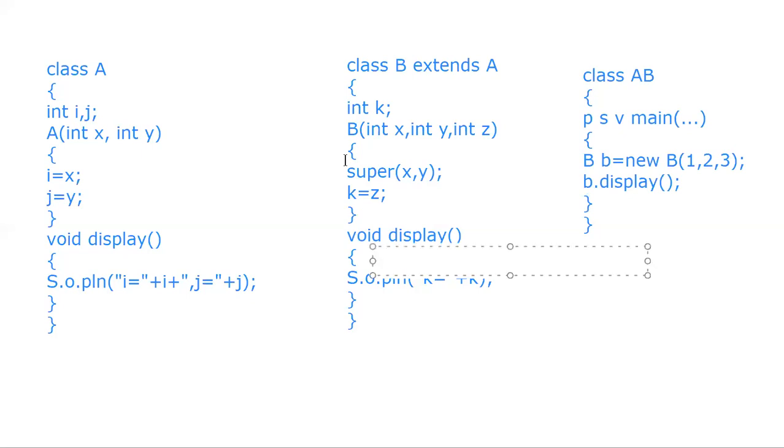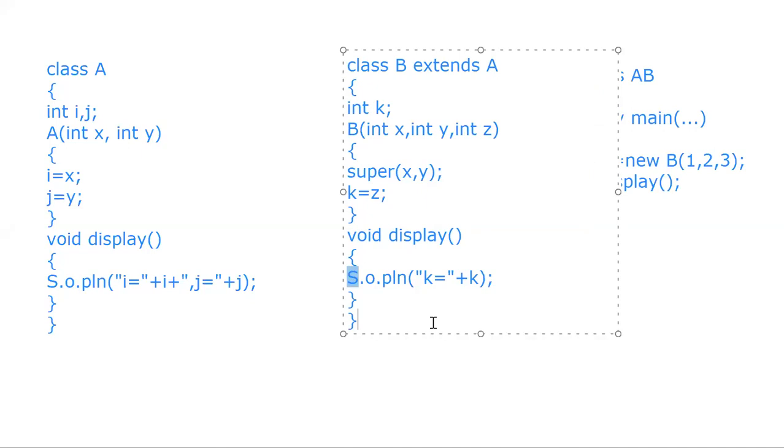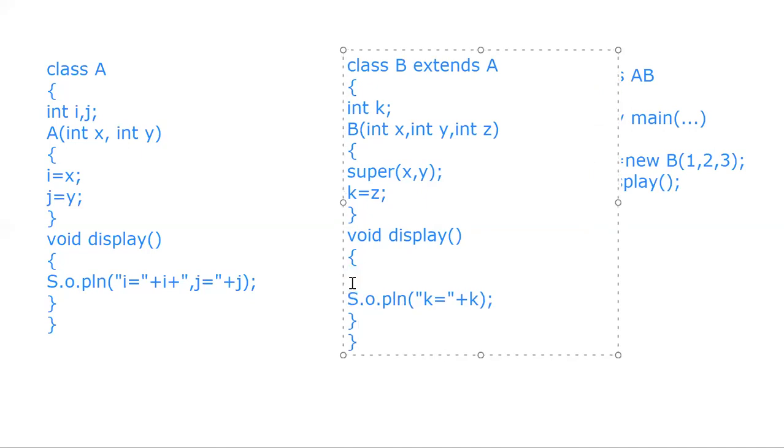Here, before displaying the value of k, I'll invoke a method which belongs to your superclass, class A. So I'll be calling it as super.display. When I write the statement super.display, which is the parent of class B? The parent of class B is class A. So it automatically invokes the superclass display. So this method gets invoked. We'll get the value of i as 1, j as 2, followed by k as 3. I hope you understood this one, right?